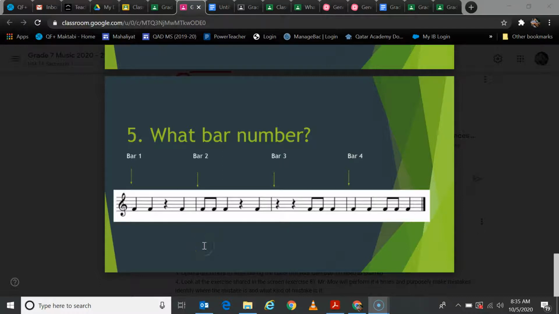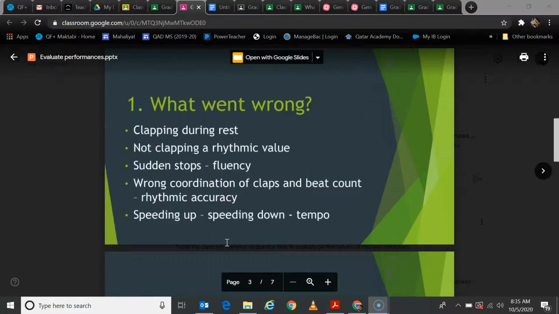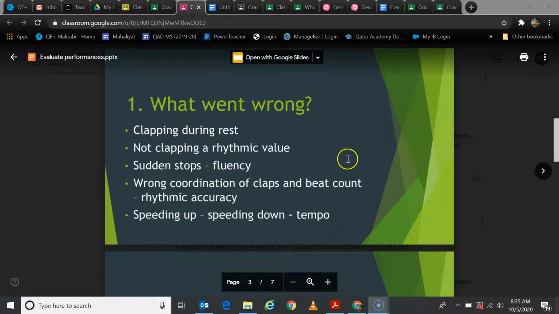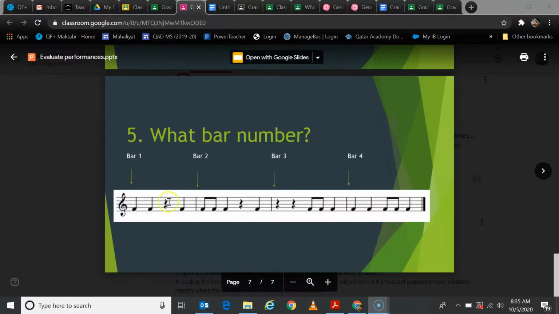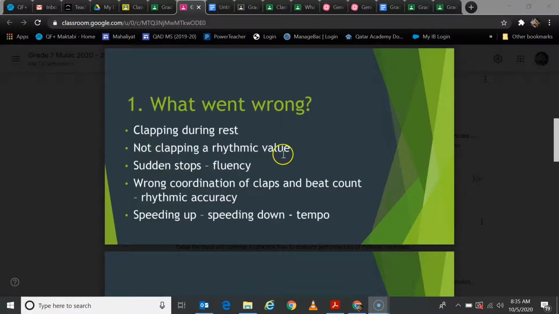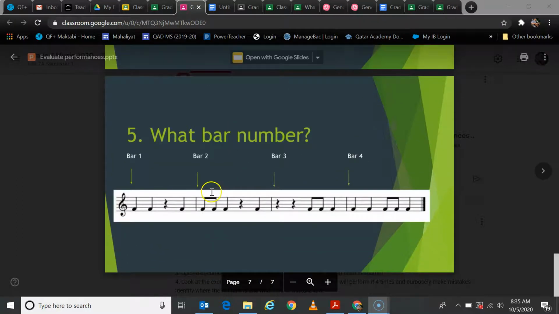So in this particular case, if you notice, here I made a mistake and here I made another mistake. So once you know what the mistakes were, then you start reporting it following this pattern that we already covered. So first, what exactly went wrong? Let's see the first mistake over here. What went wrong? Was it that I clapped during the rest? Not really. I didn't clap a rhythmic value. Actually, I clapped an extra rhythmic value.